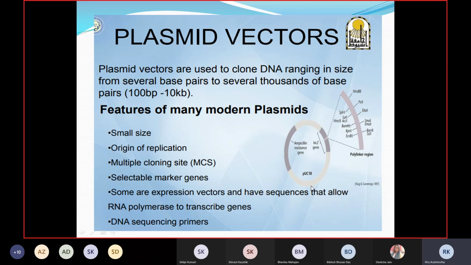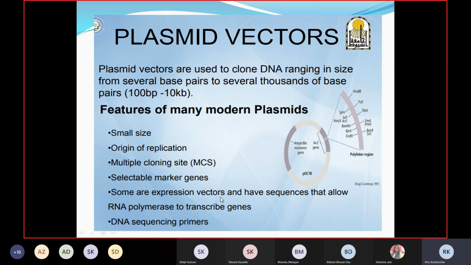So if we choose a bacteria which is not resistant to certain antibiotics, and we choose a plasmid which provides the resistance against that antibiotic, then obviously if we grow the bacteria in presence of that antibiotic, it will die. But the bacteria which has taken up this plasmid will survive because it has a resistance gene against that particular antibiotic. So all of these plasmid vectors will definitely have selectable marker genes.